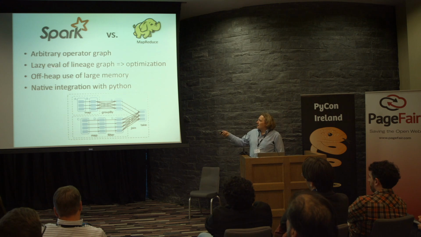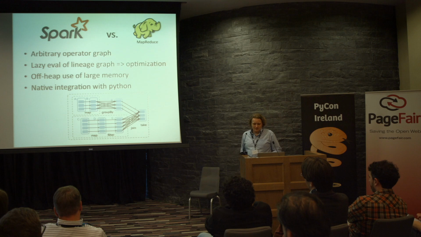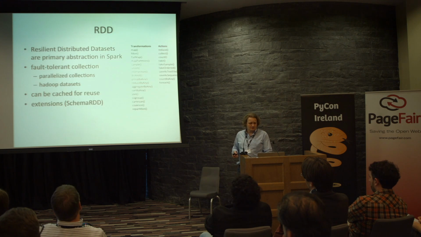As I mentioned, use of large memory. Spark can deal on disk if you have very large data sets, but its strength lies in memory processing. So the ability to cache results, and then you can come back later to it and it's still there. That's a big plus. And I think the native Python integration is really strong.